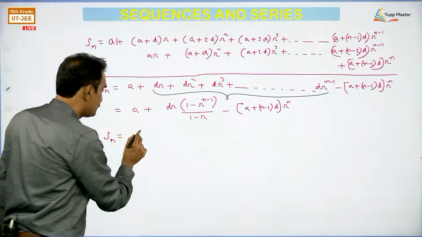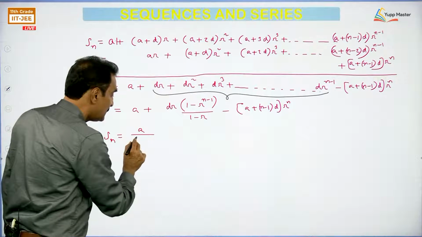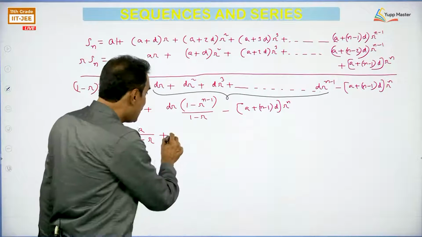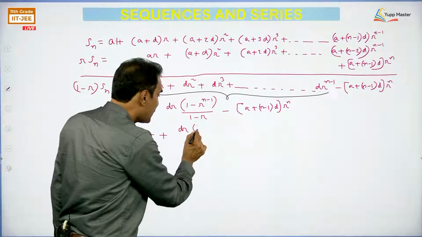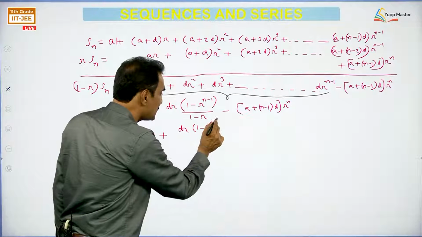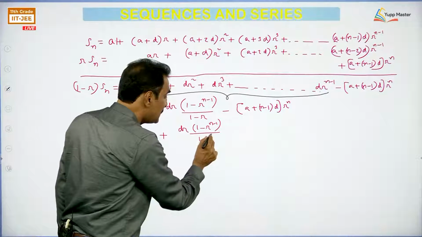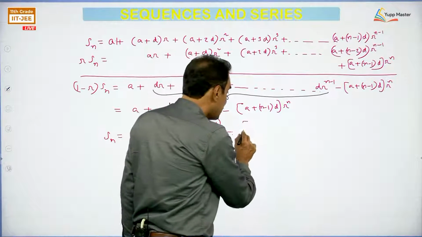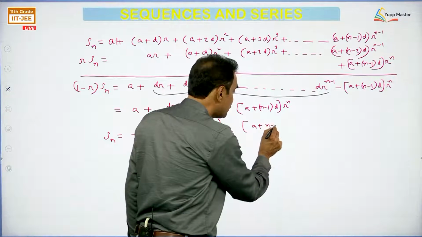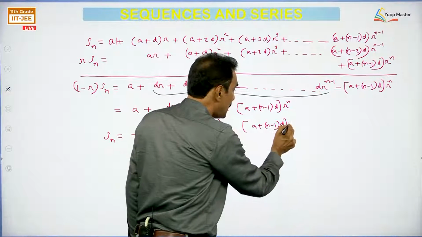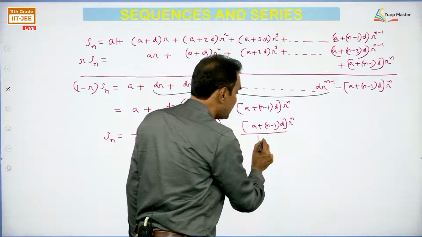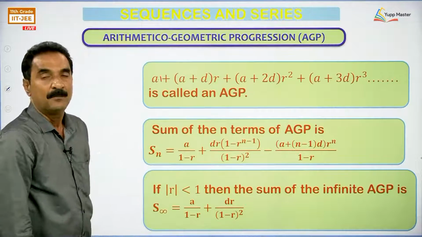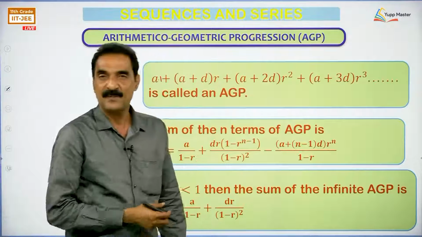S_n is equal to a by 1 minus r plus d r into (1 minus r power n minus 1) upon (1 minus r) whole square, minus (a plus (n minus 1) d) into r power n upon 1 minus r. This is our formula given in the second point, but it is difficult to remember this kind of formula.